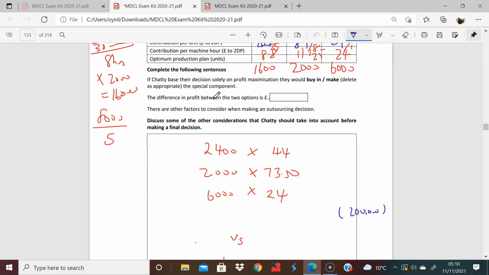So I have here 2,400 times 44, and that's 105,600. Then I have 2,000 times £73.50, and that's 147,000. And then I have here 6,000 times 24, and that's 144,000. So I'm going to take all this and see what I have, and then I'll quickly pull in this one.